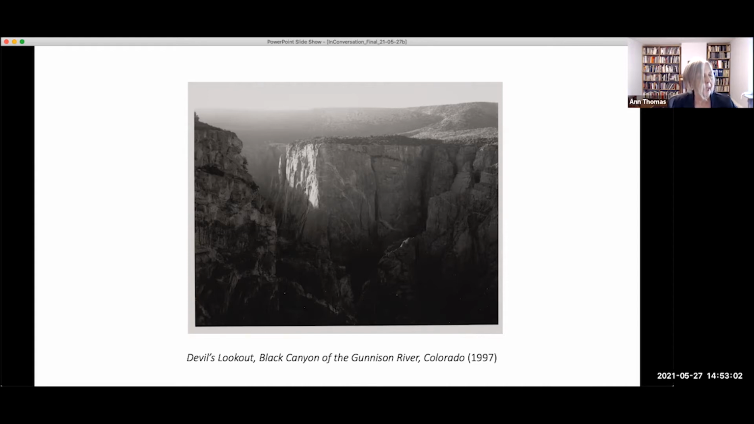This single image here captures a sublime moment of light falling on the inner and upper face of Devil's Lookout, Black Canyon of the Gunnison River, Colorado. And I believe if you look really closely, you'd be able to see Mark's van atop there somewhere. Next slide, please. Can I have the next slide?